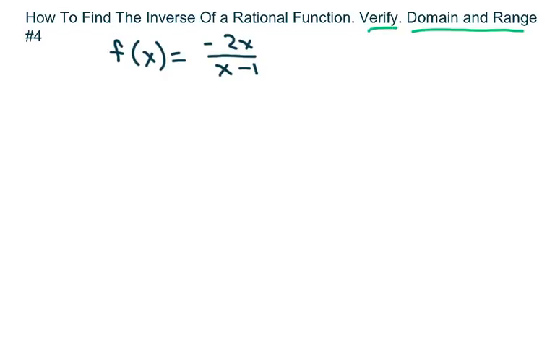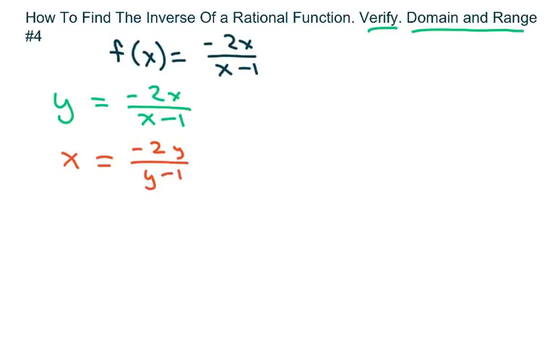So basically, I'm going to change my f to y. And then I switch my x's and my y's because that's the inverse. So there's your inverse. But now we want to solve for y so we can verify, and also in later videos we're going to graph these. So when you cross multiply, put that in fraction form if you want.